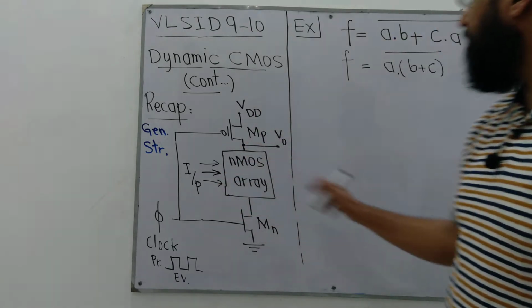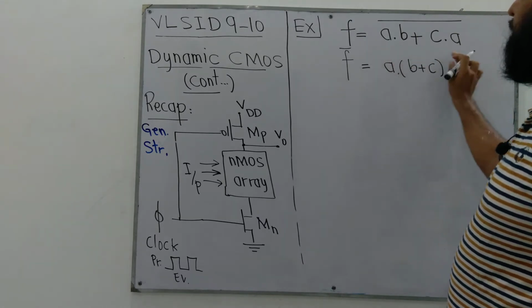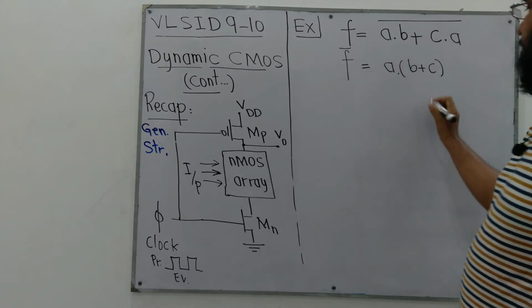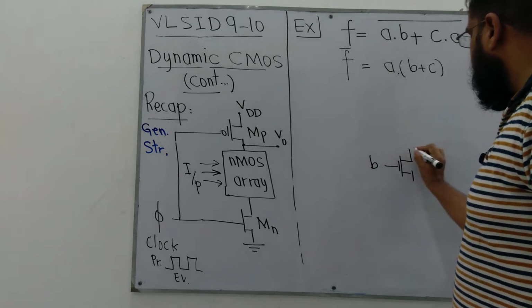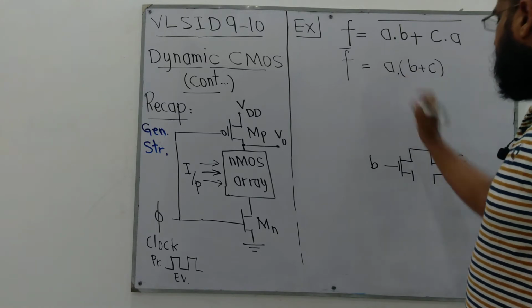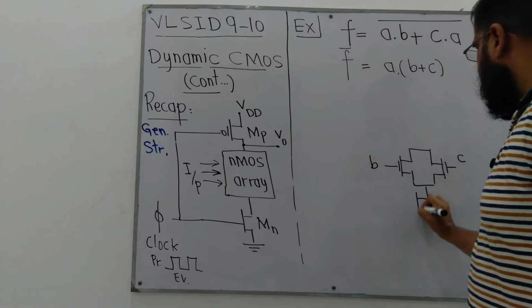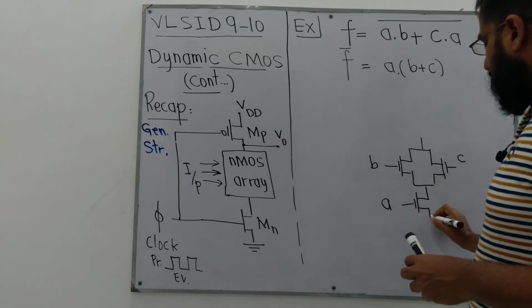We'll implement the NMOS array, and we know to implement the NMOS array, we implement a complement of this expression, that is b or c, and then this is ended with a. And this is the PMOS array.